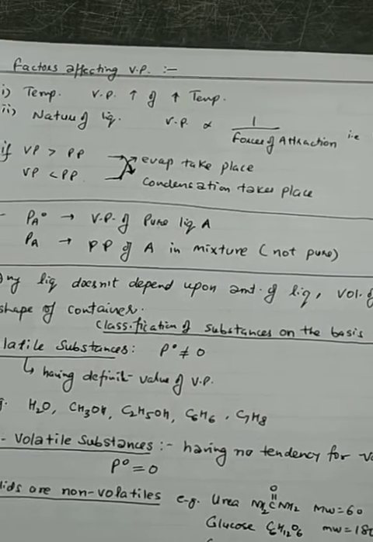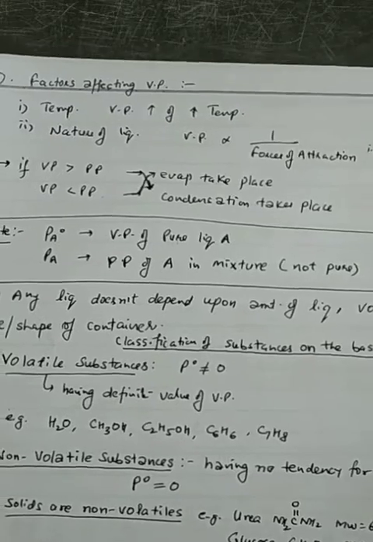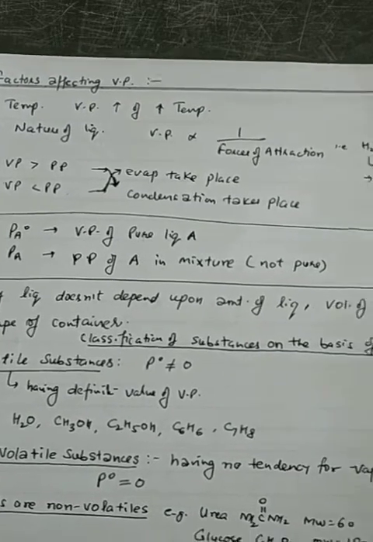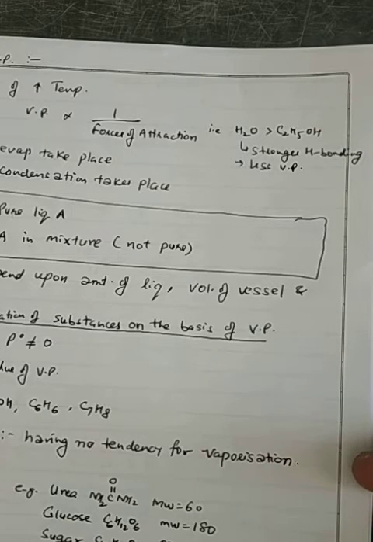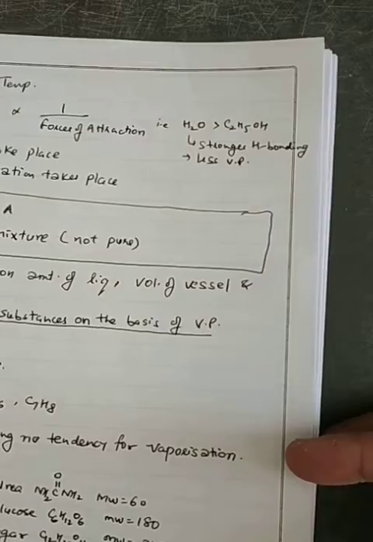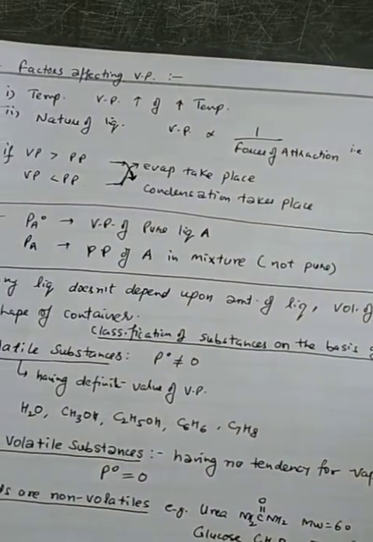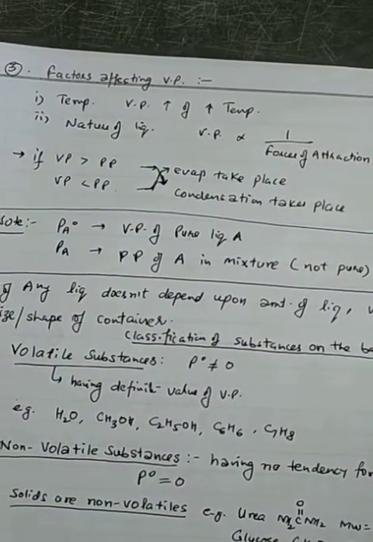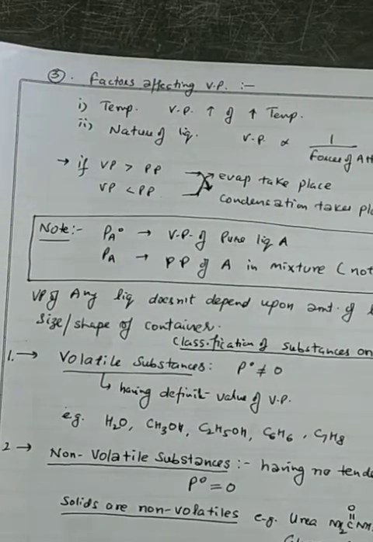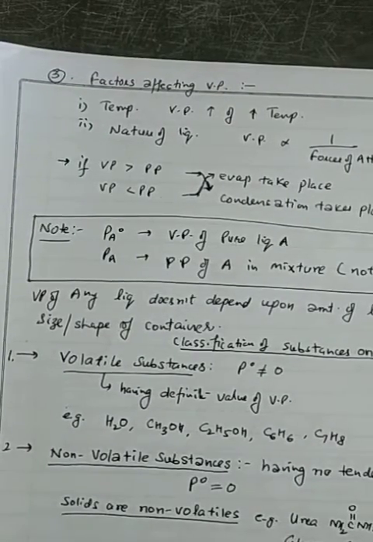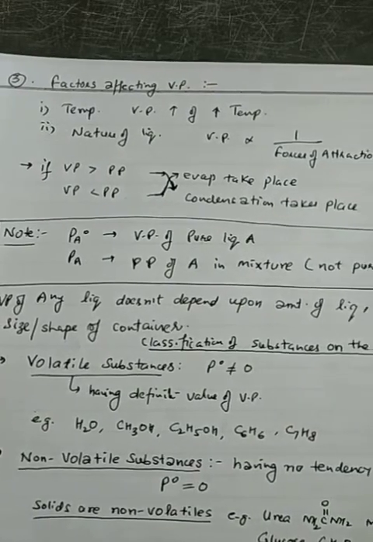So the vapor pressure of any liquid does not depend upon the amount of liquid. It will not depend upon the volume of the vessel, and the shape or size of the container. Means these are the volume of the liquid, amount of the liquid, volume of the vessel, shape or size of the container. On these factors vapor pressure will not depend.